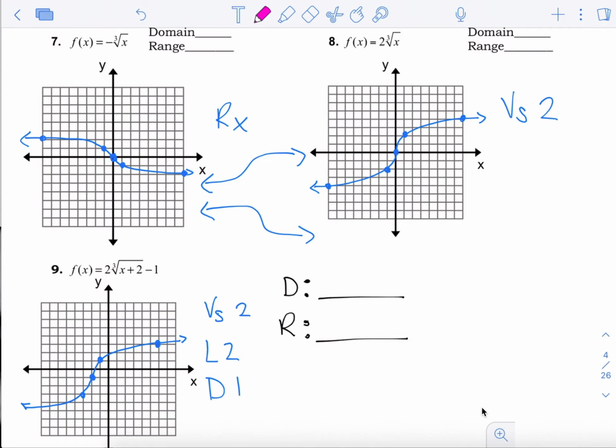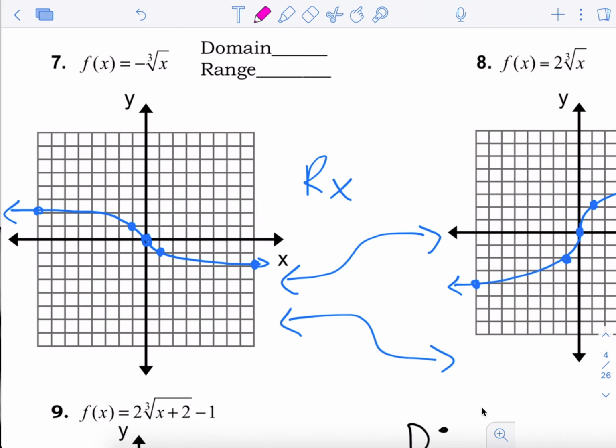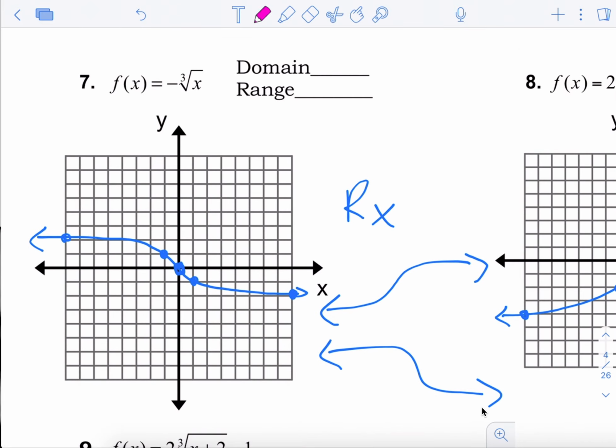All right, let's talk about number 7. Okay, on number 7, my graph is going forever to the left and forever to the right. That's negative infinity to positive infinity. When it says interval notation, you do not get to say all real numbers, okay? All right, let's talk about range. Range is going down forever right here and up forever right here. That's the exact same thing, negative infinity to positive infinity, okay?